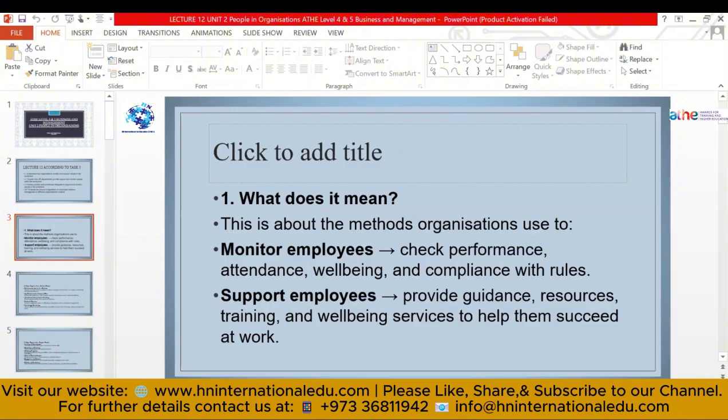The second thing is supporting employees. Then the question: provide guidance, resources, training, and well-being services to help them succeed at work. Now the responsibilities need to be in a persuasive format to achieve all the goals and objectives of the organization, and we need to see what sort of support they need.